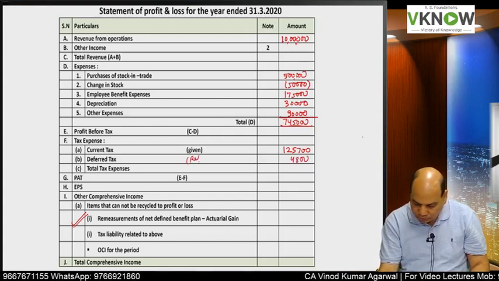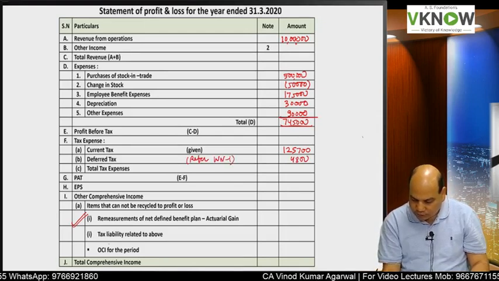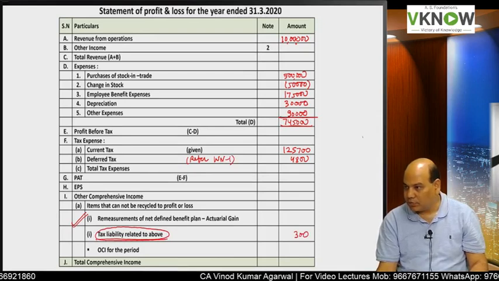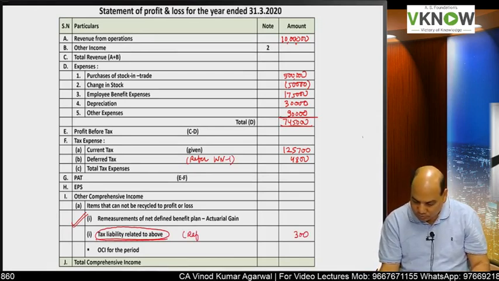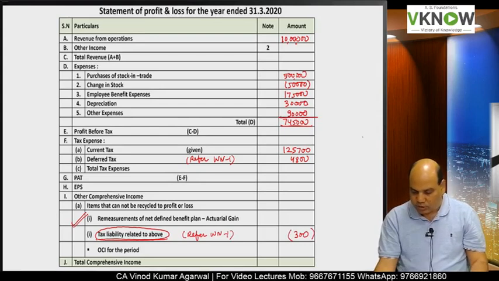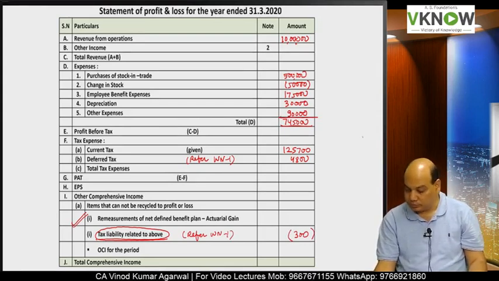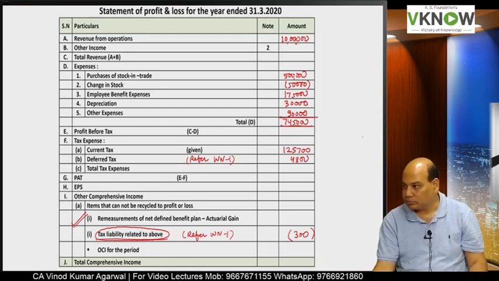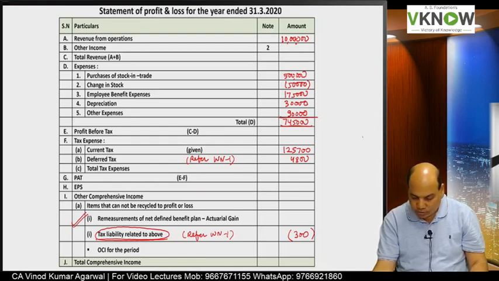Right, refer working note 1. And deferred tax here, tax liability on above 300 we have calculated. Refer working note 1. This you put in bracket because there is a actuarial gain. Okay. So 4800, 300. So total deferred tax liability will be how much? 5,100. Where I will put it?